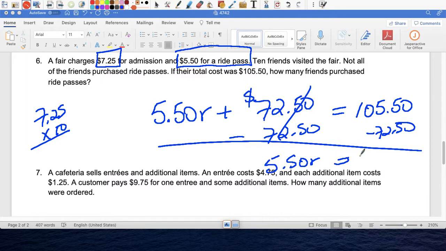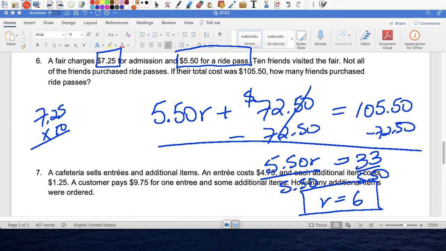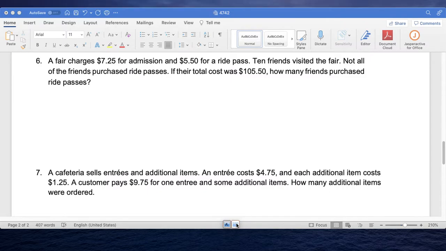$33. All right. So if we divide both sides by 550, we can figure out how many people. It looks like 6. Yep. So 6 out of the 10 friends bought the ride pass. Not everybody. So 4 guys just stood around eating, and then everybody else went on rides. Which is not a bad thing to do either.